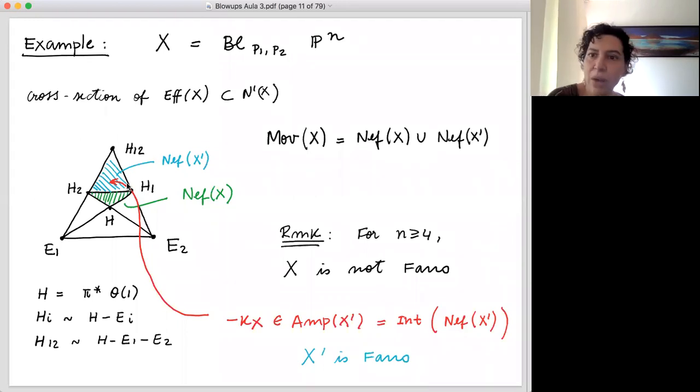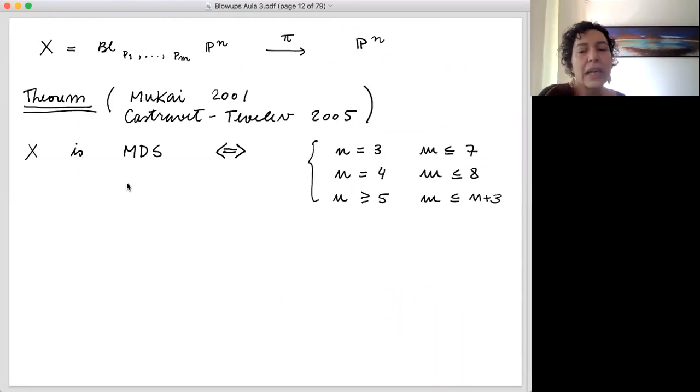So in this case here, we would have just to flip P1. And now let's go back to the theorem that we discussed last time. Let me recall that the blow up of Pn in m points is a Mori dream space if and only if we have these constraints on the number of points.